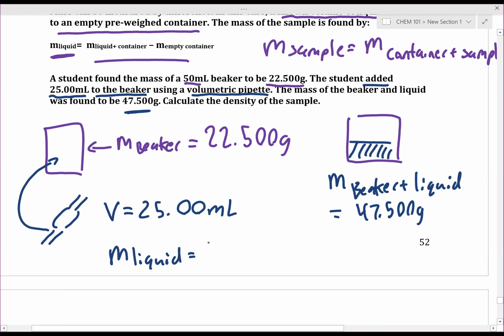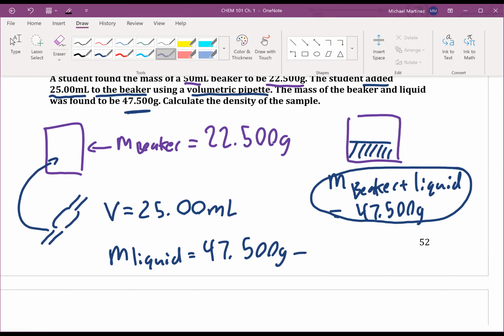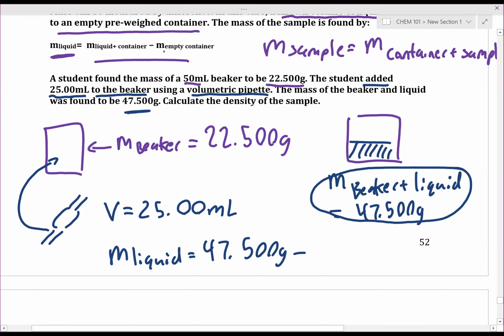All we have to do to get the mass of the liquid is you take the mass of the beaker plus the liquid, which is 47.500 grams, and then we subtract from it the mass of our empty container. And what's the mass of our empty container in this case? Yep, 22.500 grams.